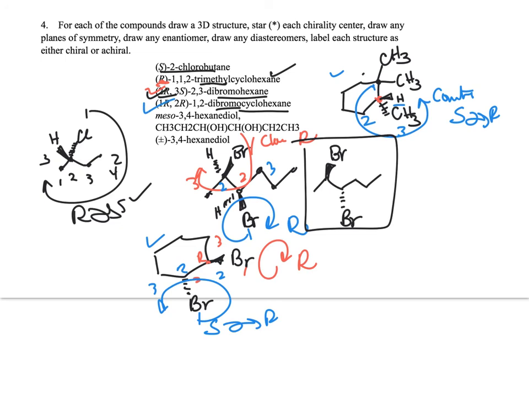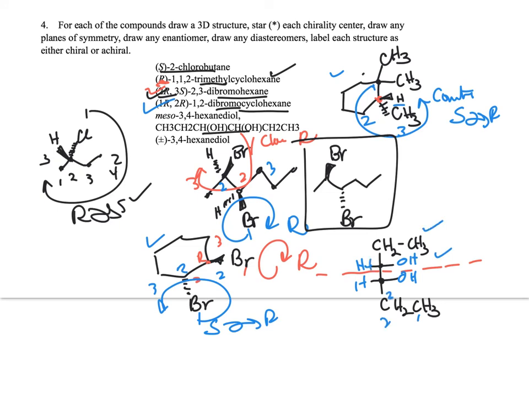Meso-hexane diol. Let's do this using a Fischer projection. CH2, CH3, CH2, CH3. So that's 1, 2, 3, 4, 5, 6. And you want meso, so you want a plane of symmetry. So basically you're going to want the OHs on the same side. So that would be the best way to do meso 3,4-hexane diol.